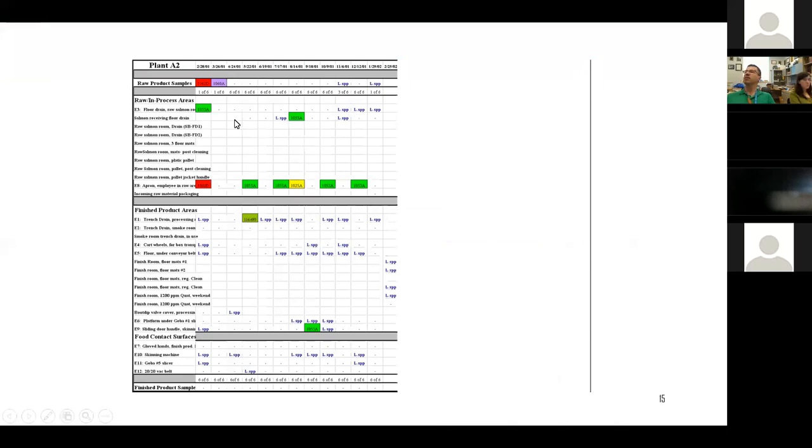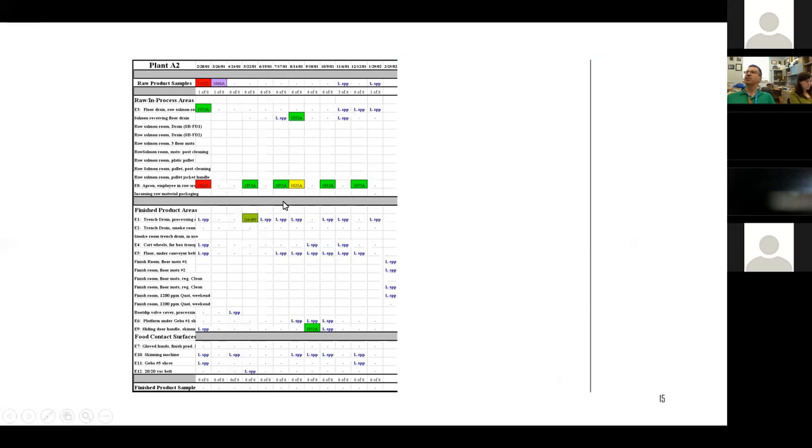Another example, processing facility, we sampled raw material. We sampled the raw material area where raw fish comes in. We sampled the area where the product is produced. We sampled food contact surfaces, so these are slicers and things that touch the food right before it's packaged. And we sampled the finished product.